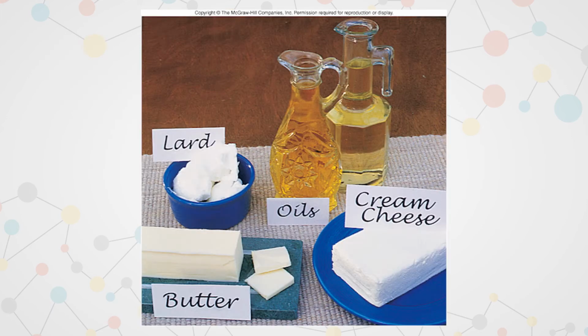So these are the lipids, or the compounds, the things that we can see at home that are composed of lipids. We have butter, oils, cream cheese, and lard. So these are the foods that are composed of lipids or fats that we can see at home.